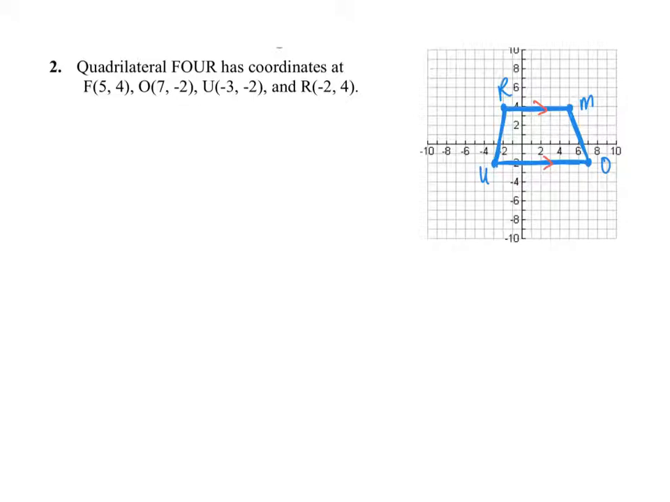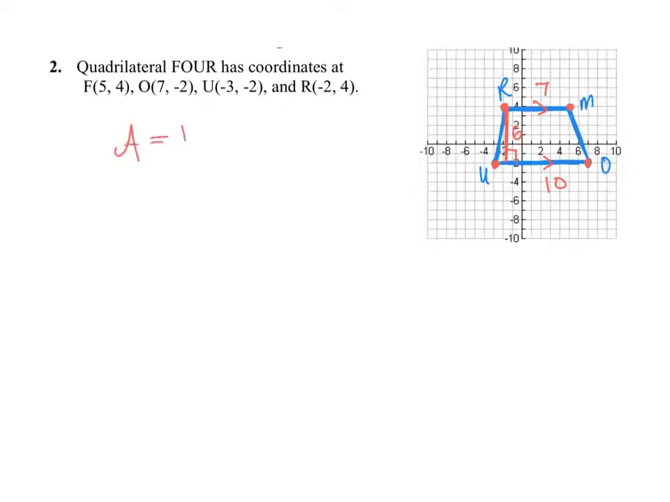So we need the base. So the distance from -2 to 5 is 7. And the distance from our other base, we have -3 to 7, that's 10. And then our height vertically, so height straight down perpendicular to the base, is from -2 up to 4, so our height is 6 units. So we have everything we need.